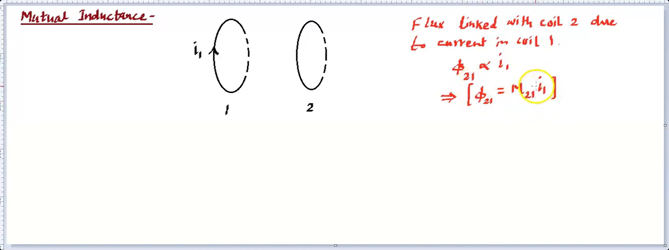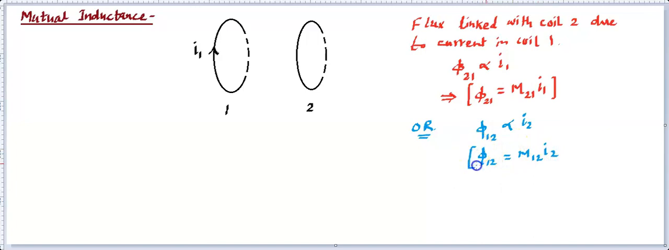Here, again we can find the flux through 2 because of the current in 1, and then see what relation comes. Whatever this constant comes out to be, that will become the mutual inductance. This could also have been done the other way round. If you run the current in the second and find the flux in the first, you can write the flux through one coil due to current in the second as proportional to the current in the second. And if you remove this proportionality symbol, then you need to bring an M, which is going to be of 1 and 2, and it's going to be I2.